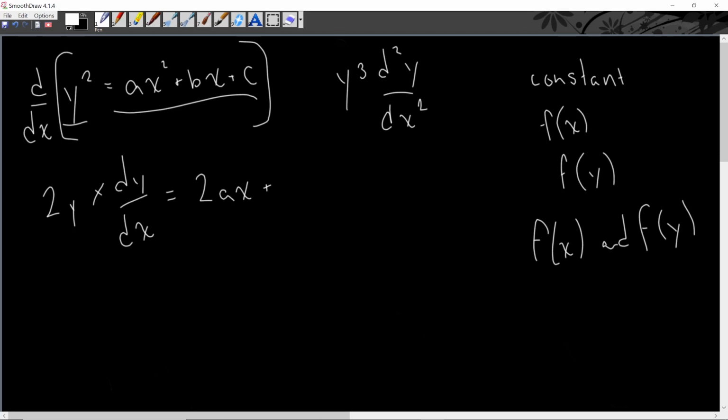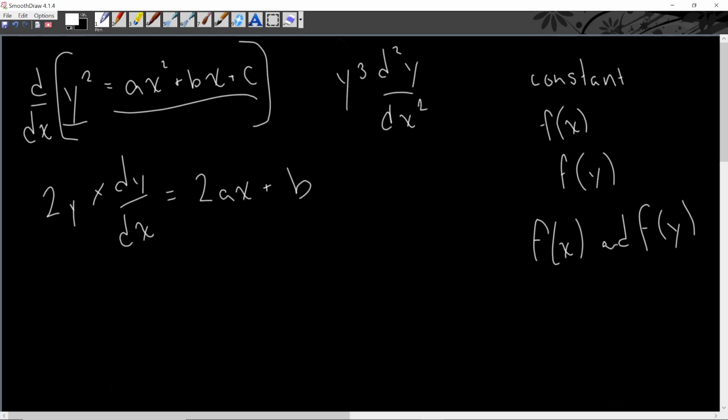plus, 1 minus 1 is 0. So you bring that 1 out front, you have x to the power of 0, which is 1. And then the derivative of constant c is going to be 0. So this is what we have so far.